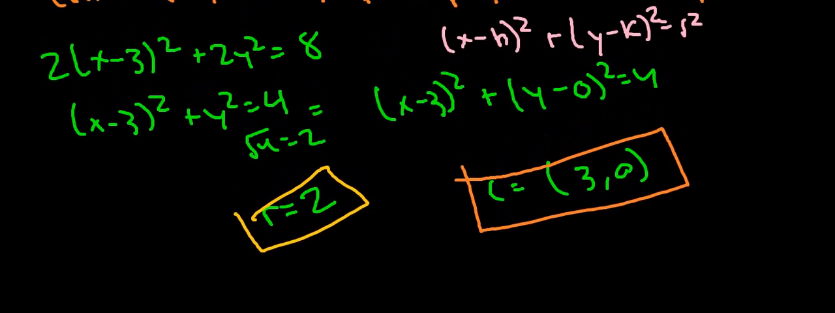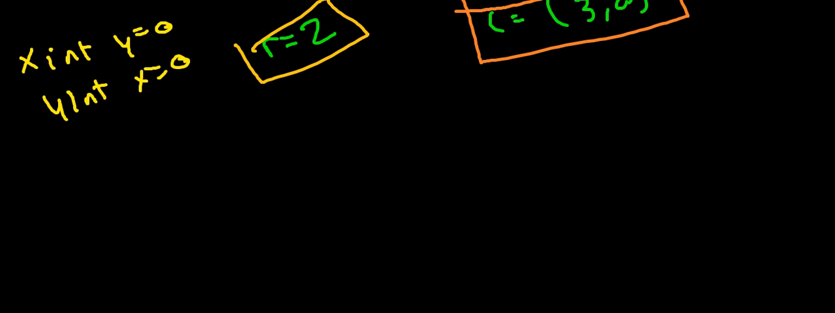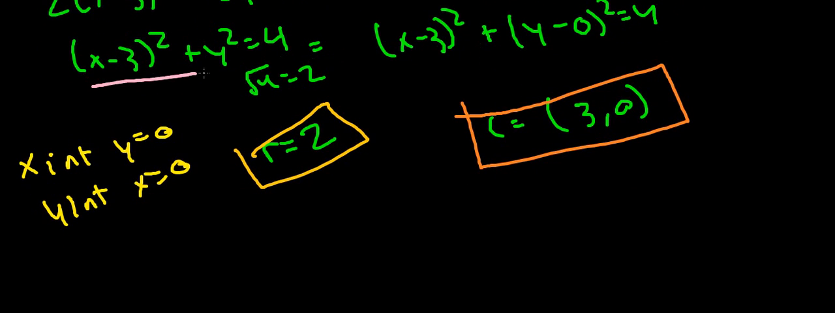Finding the intercepts for a circle works just like finding the intercepts of anything else. If we want to find the x-intercepts, we set y equal to 0. For the y-intercepts, x is equal to 0. So let's find the x-intercepts first. Here's our equation. We can just use this one in this form.